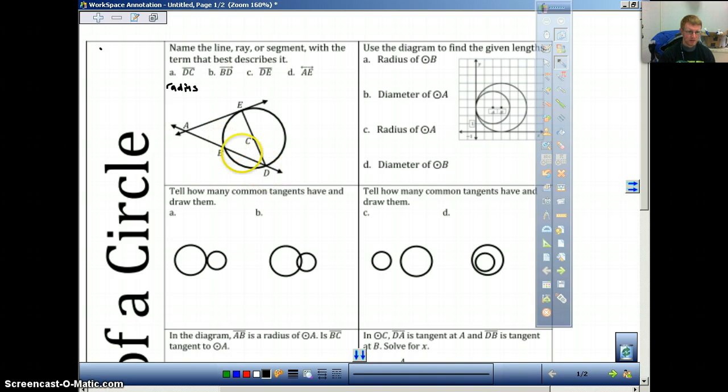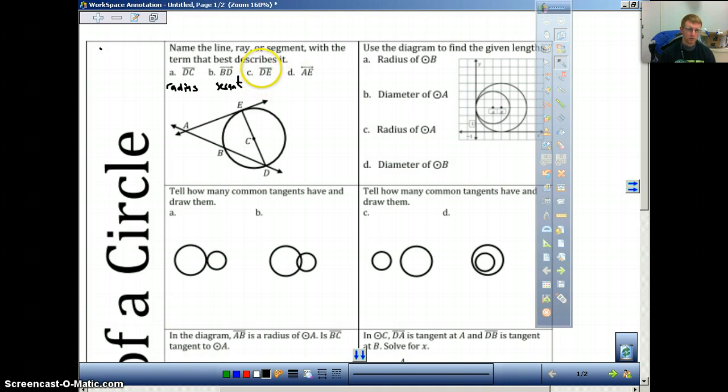BD, because it's a segment that's connecting 2 ends of the circle. That's what we call... it's a ray. So because it's a ray, I apologize. So because it's a ray, that is what we call a secant, because it's the entire thing. The ray keeps on going. Okay? And then part C, it's asking for the segment DE. And then part D, it's asking for the line AE.